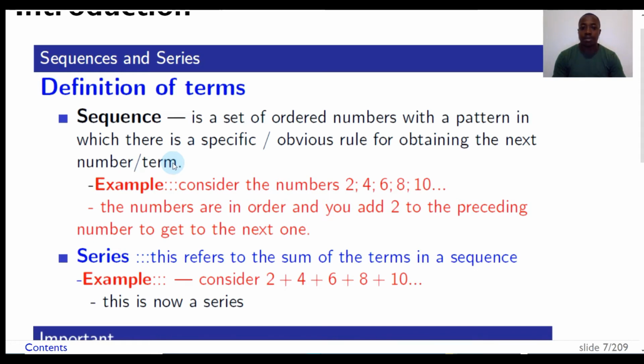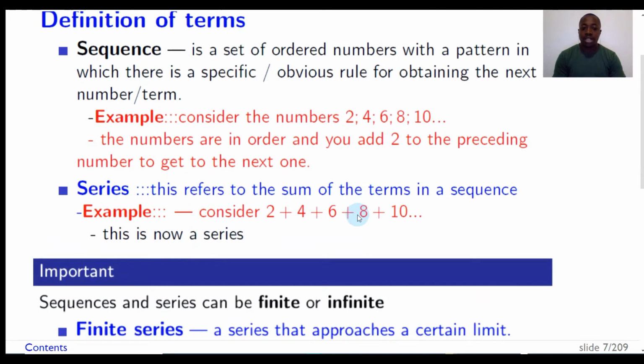Now, what does this mean in the maths world? I give an example here. Consider the numbers 2, 4, 6, 8, 10, and the 3 dots means that the list could go on up to infinity. I just ended on this one, but this is not the last term, it goes up to infinity. The numbers are in order and you add 2 to the preceding number to get to the next one. For example, if I add 2 to this number, I get 4. Add 2 here, you get 6, and it goes on. Add 2 here, you get 12, and it goes on and on like that.